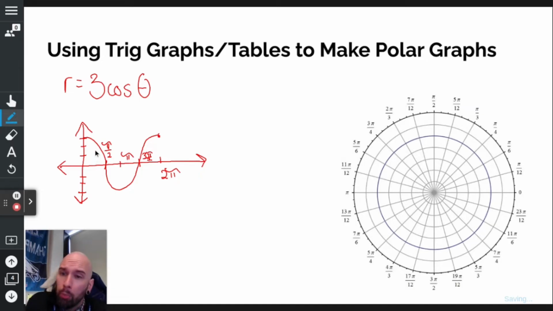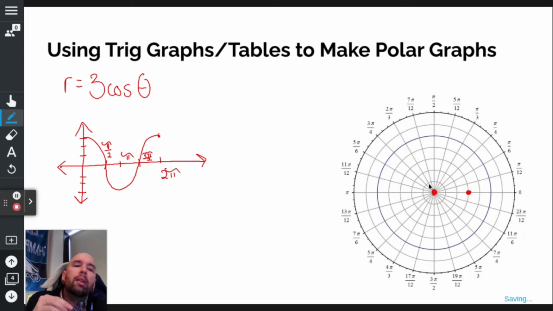So maybe we draw the points that we know. At 0, 3, I can go over here and say, all right, well, when theta is 0, I have 3, so the magnitude is 3. So we go over here, and where theta is 0, we have a magnitude of 1, 2, 3, and we put a dot there. Then let's put a dot at 0 on pi over 2.